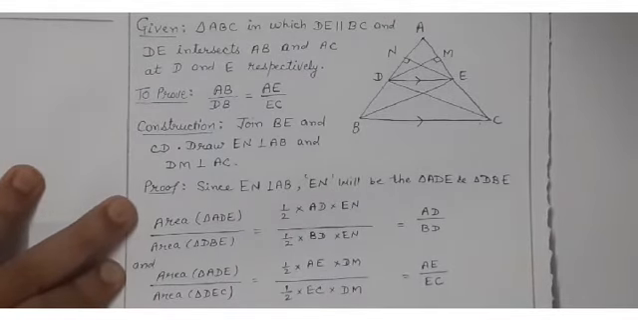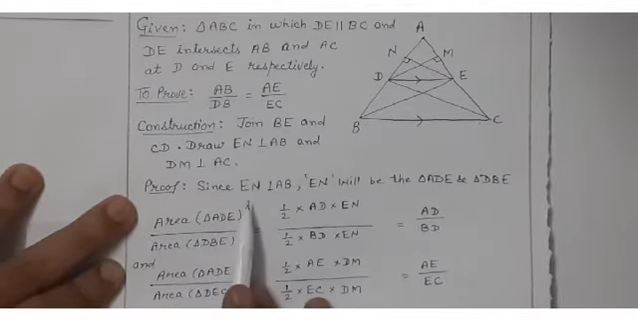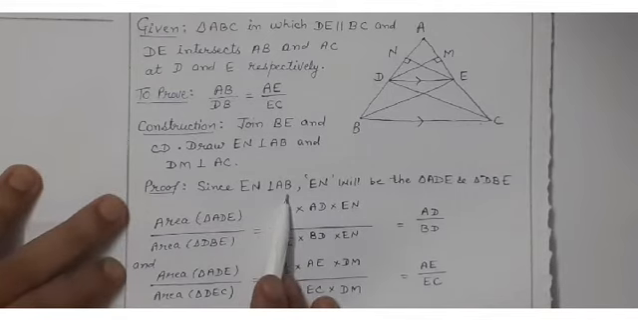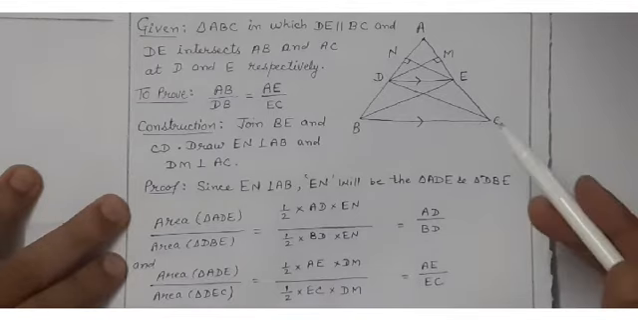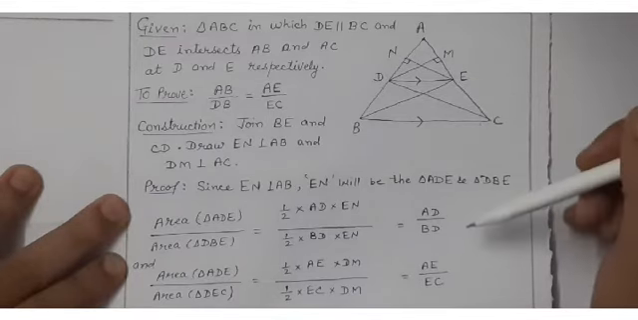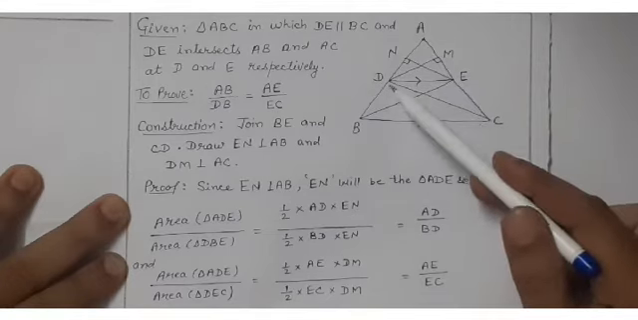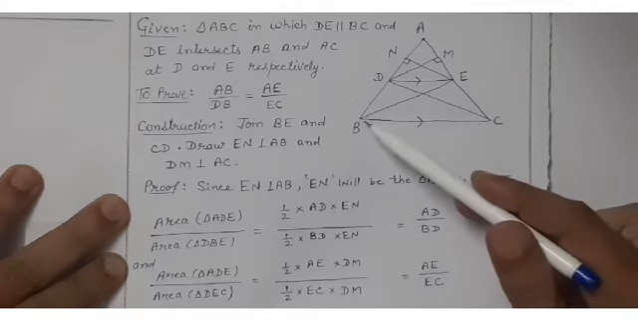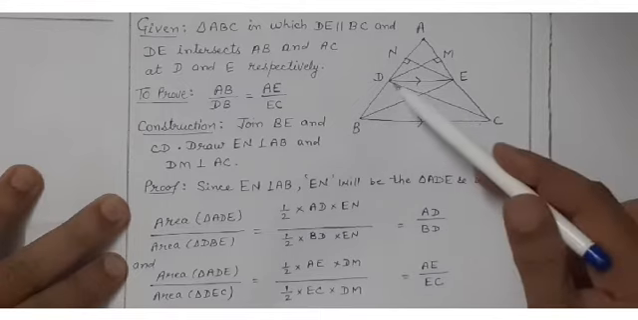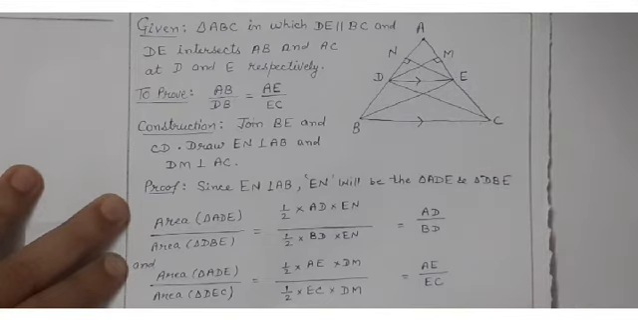Now come to the proof part. One of the important parts is your proof part. Okay, we know EN is perpendicular to AB. This we have seen in construction. Then EN will be the height of triangle ADE, and triangle DBE also. See here, DBE, its height is also EN.